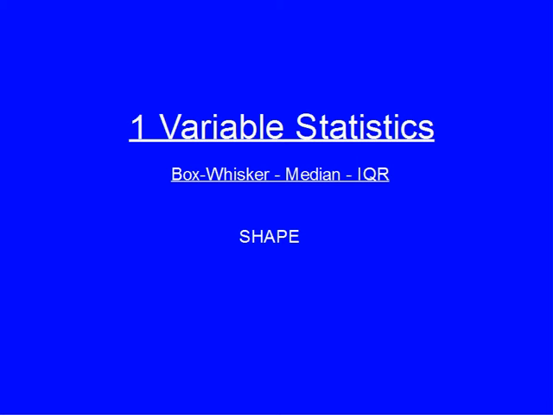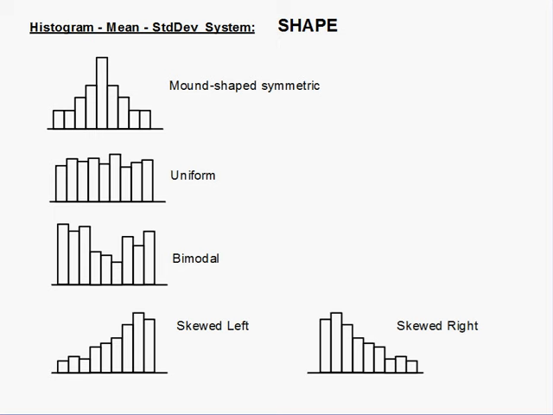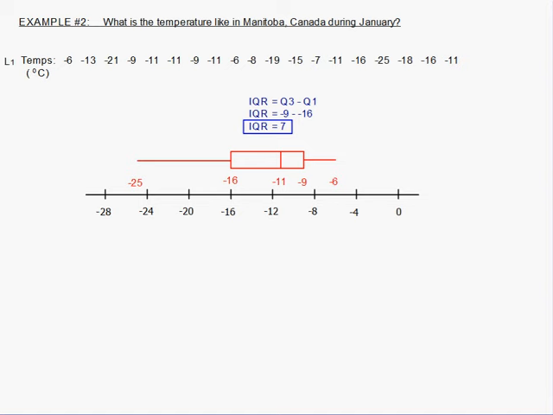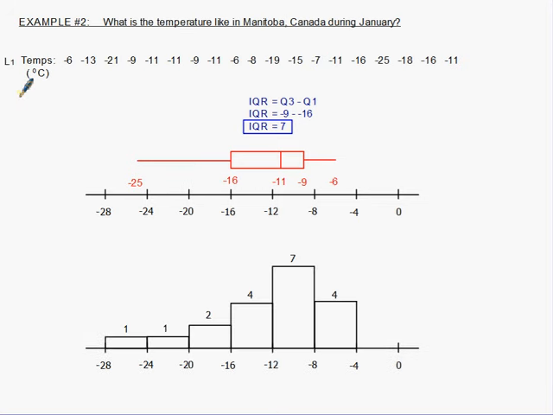Now that you can draw a box whisker plot, let's talk about the shape that it tells you. So here are the shapes that you all recall from the histograms. And here's our box whisker plot from the Manitoba, Canada question in the previous video. And if we were to make a histogram from this same data, it would look something like this.